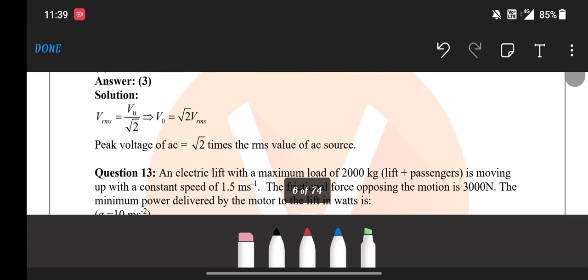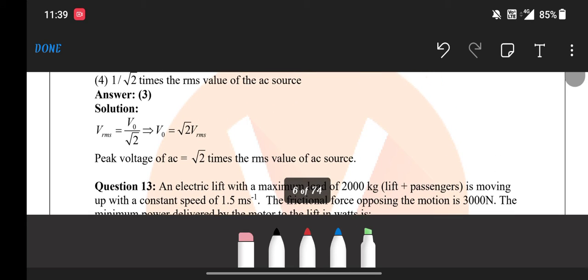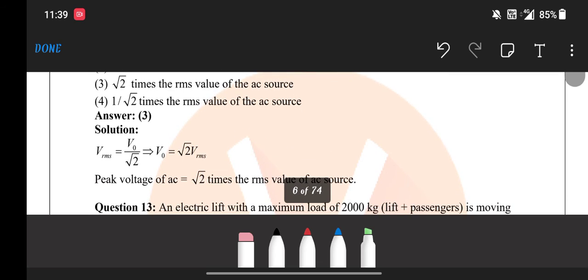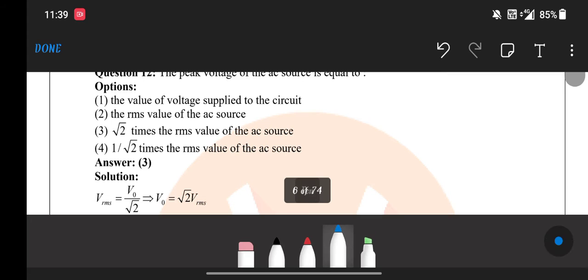If you see, VRMS is equal to V naught by root 2, that is V naught is equal to root 2 VRMS. That is the answer we get. So therefore the peak voltage of AC is equal to root 2 times the RMS value of the AC source. So the answer is option 3, and option 3 is the correct answer for question number 12.